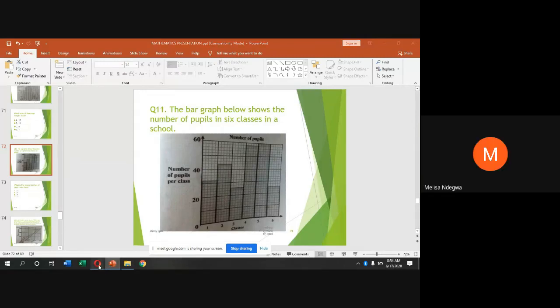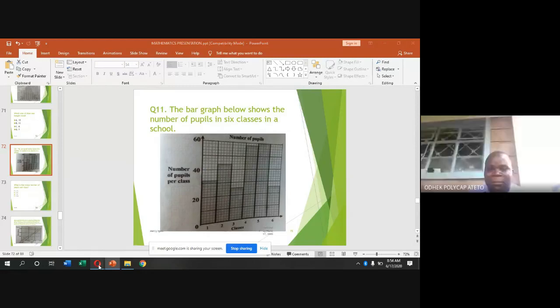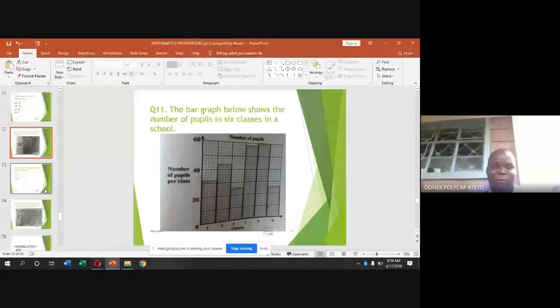Okay, somebody, when you are not answering a question, mute. Okay, so that's how you are answering questions. If you are asked the highest or the lowest, please pick them from the graph.